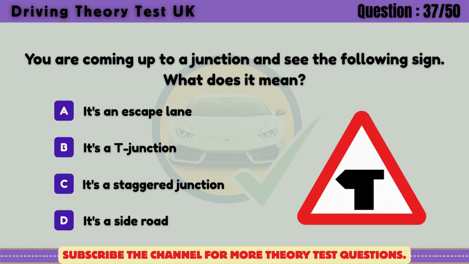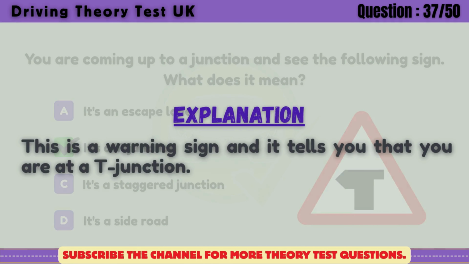What does it mean? Option A. It's an escape lane. B. It's a T-junction. C. It's a staggered junction. D. It's a side road. Answer is B. It's a T-junction. This is a warning sign and it tells you that you are at a T-junction.